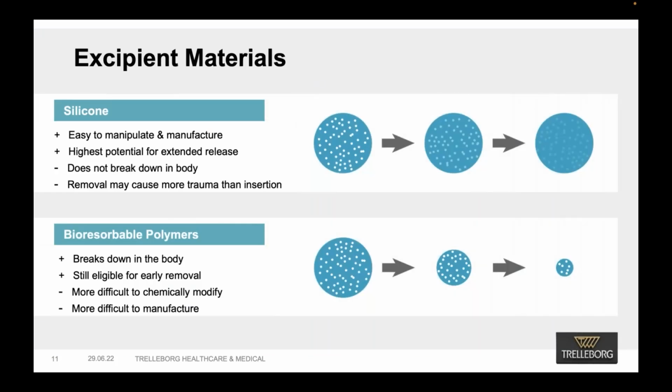So one of the first considerations really are excipient materials. What are we putting the drug on, or what are we mixing it with? To date, there are essentially 2 dominant excipient material classes in use today. Those are silicone and bioresorbable polymers. Each of these really has its own unique place within the space, and we'll talk through what some of those are.